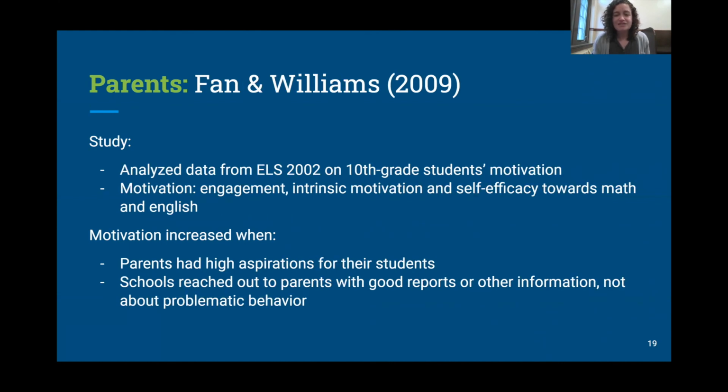The second study is looking at data on 10th grade students and looking at their general academic motivation. So here we looked at engagement, intrinsic motivation, and self-efficacy towards both math and English. And similar to the last study, we saw that when parents had high aspirations for their students, student motivation increased. And interestingly, we saw that when schools reached out to parents with good reports or other information, for example, college prep classes, student motivation increased.